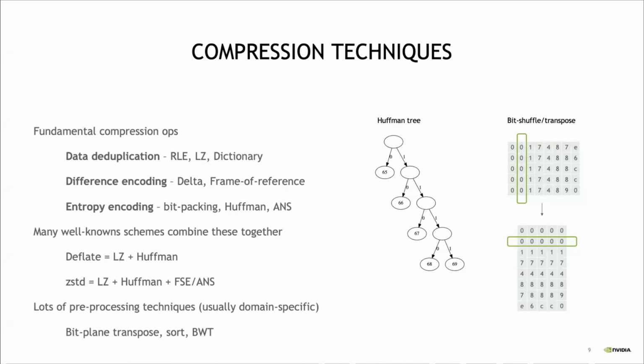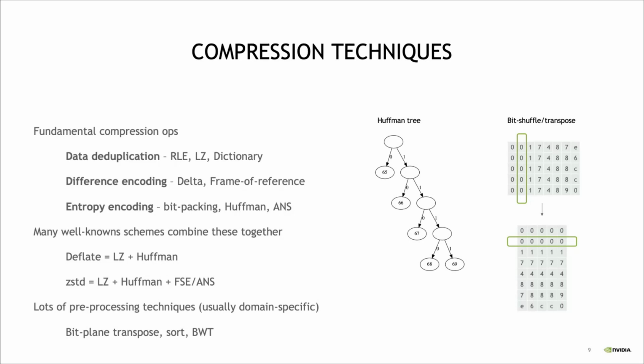So there are lots of compression techniques out there, and I listed on the left a list of fundamental operations that people use. For data deduplication, you could use dictionary compression, LZ77 based compression, or RLE, run length encoding. The second family of compressors exploits the similarity between, maybe, consecutive numbers that you see, or frames that follow each other in a video sequence. So it's difference encoding, and there's a bunch of approaches there, including delta compression, frame of reference, and so forth.